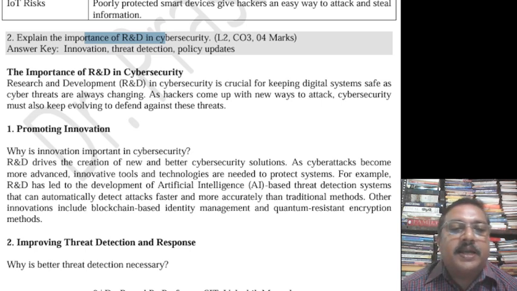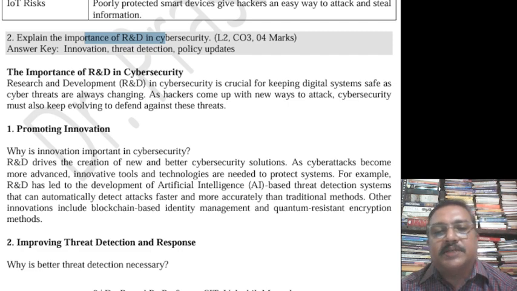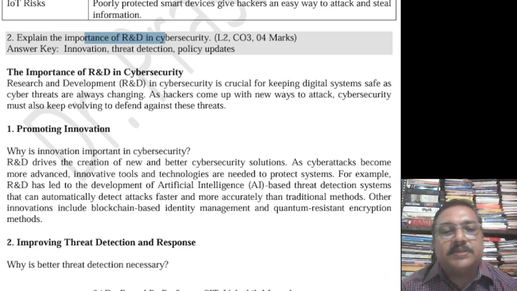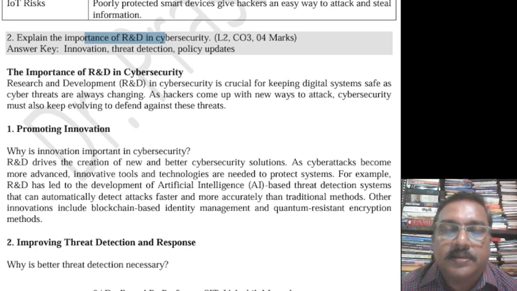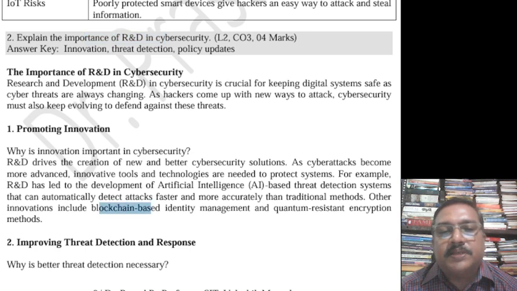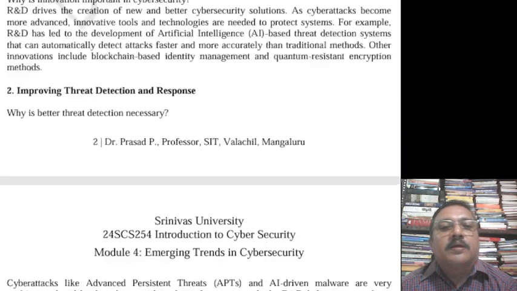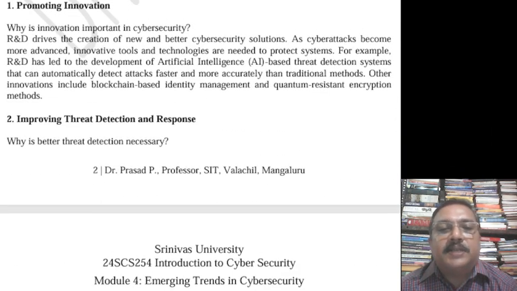For example, the R&D led to the development of artificial intelligence based threat detection systems, and this AI based threat detection system can automatically detect any attack far faster and more accurately than the normal or traditional methods. Other innovations include blockchain based identity management, quantum resistant encryption methods, improving the threat detection and response.